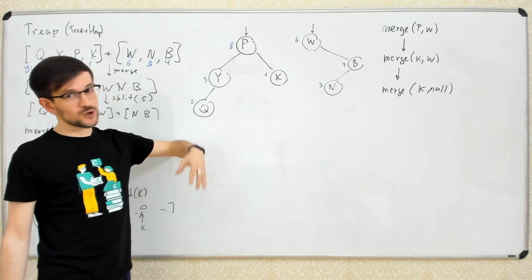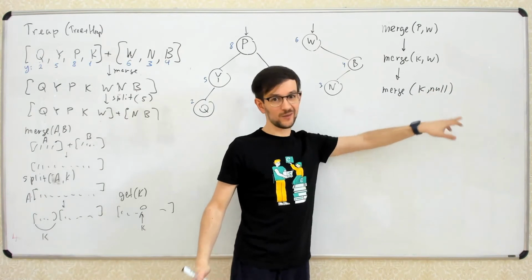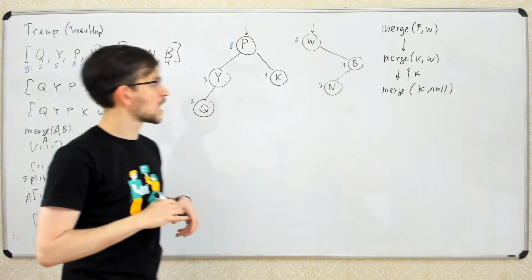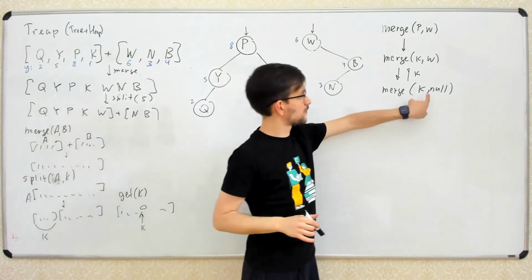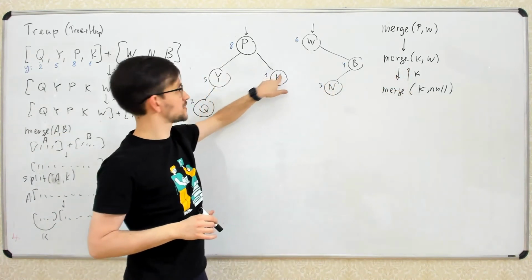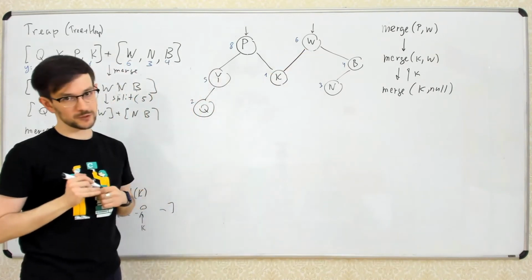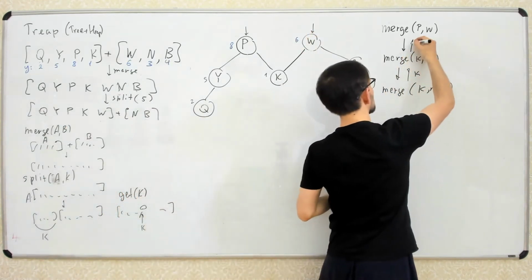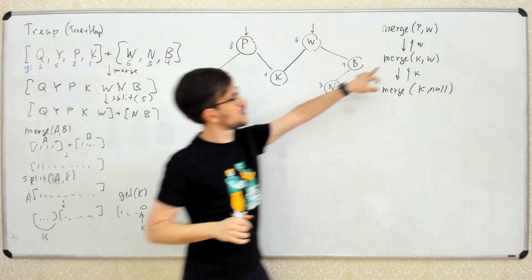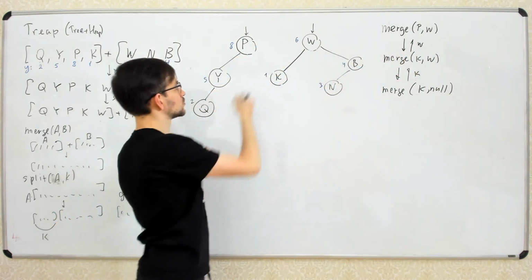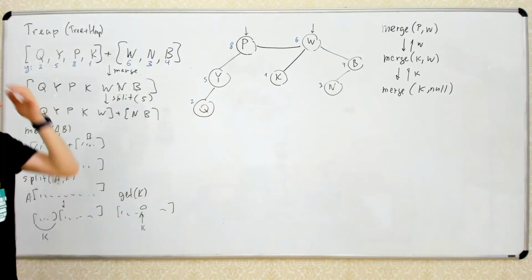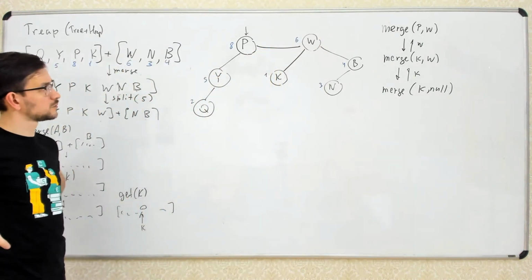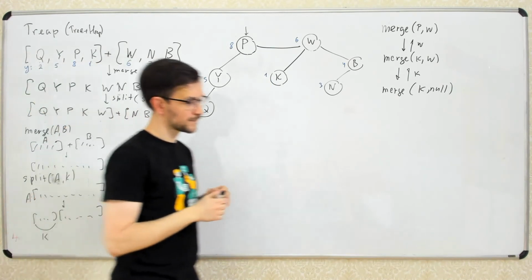Now I want to return from this. So when I want to merge something and null, I return this something. So I return k from this recursion. Now I take this merged tree and put it as the left child of this W. So put this K as the left child of W, and return this W as the root of this merged tree. And now I put this merged tree as the right child of this P. So the right child of this P will be W. That's all. That's how we merge two trees.